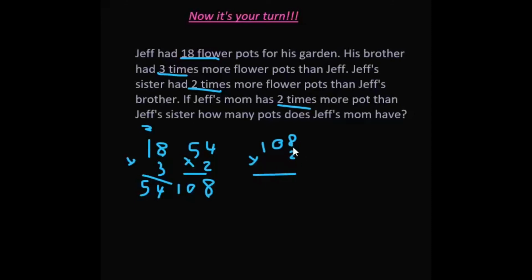Must have a lot of flowers. Okay, so 8 times 2 is 16. We put that 1 up here. 2 times 0 equals 0, but we still have that 1, so let's put that 1 right here. And then now 2 times 1, which is 2. 216 flower pots is the amount that Jeff's mom has.